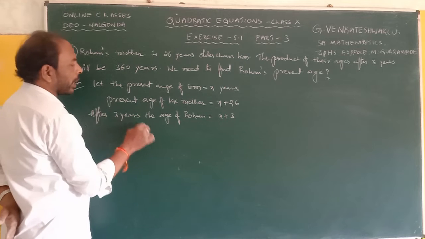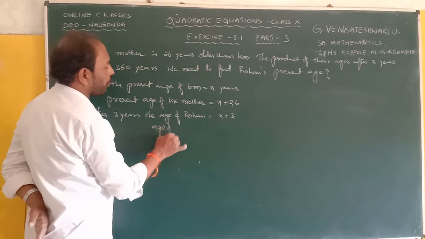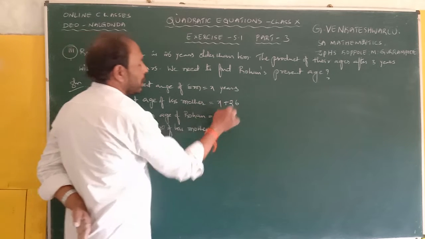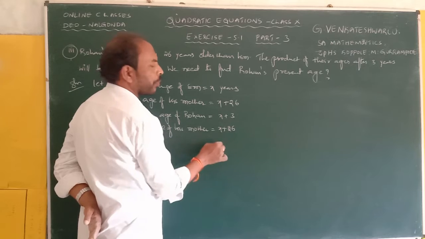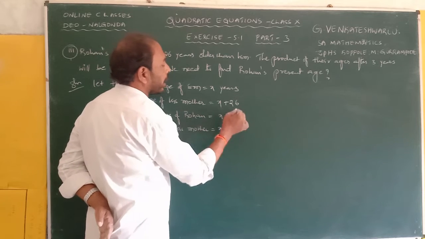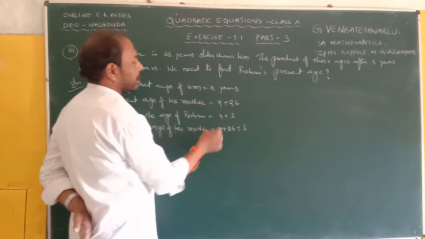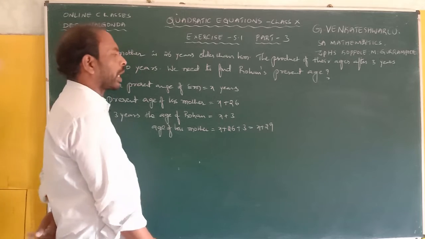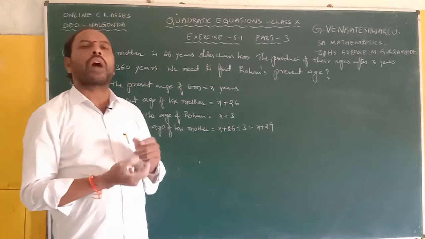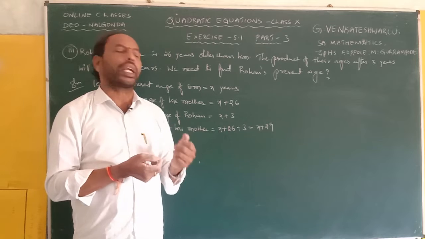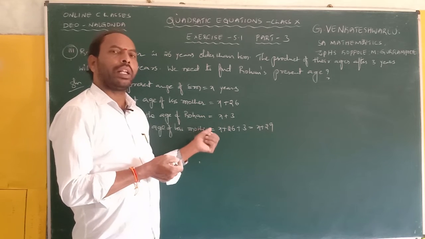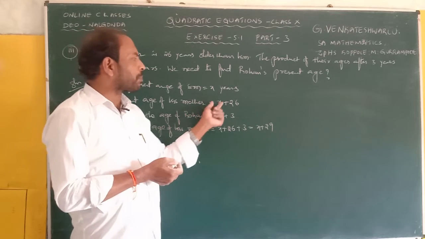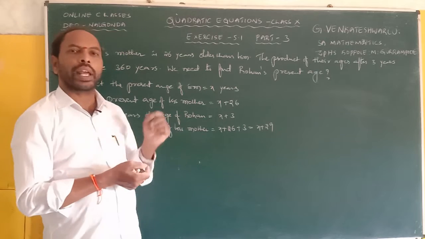Next, after 3 years, the age of his mother. Previously she has x plus 26 years. Now 3 years will be added to her previous age. That means x plus 29. So after 3 years means 3 years should be added for both Rohan and his mother. So x plus 3 will be Rohan's age and x plus 29 will be the age of his mother.